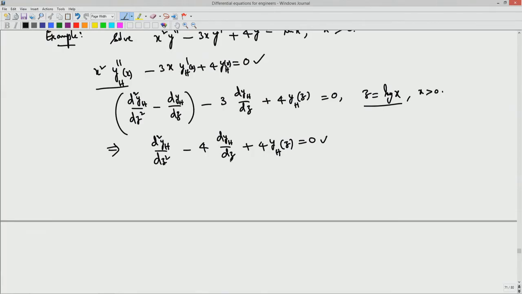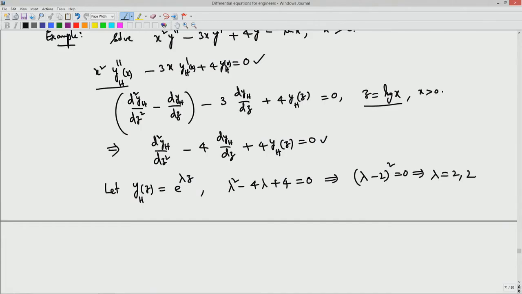I change the independent variable x to z. By letting the solution as a function of z be e power lambda z and substituting, you will get lambda square minus 4 lambda plus 4 equal to 0. That gives lambda minus 2 whole square equal to 0, so you get repeated roots. This gives me my homogeneous solution.